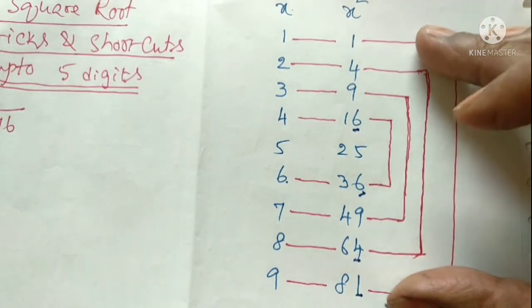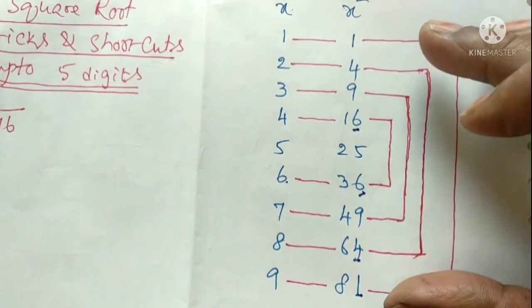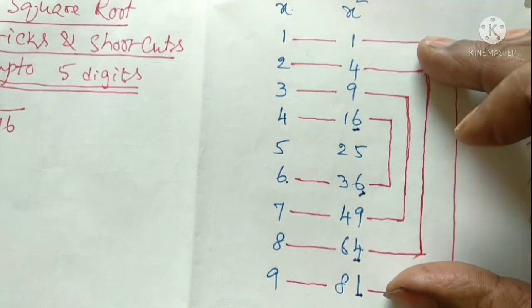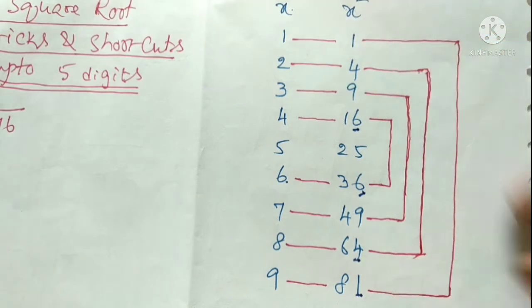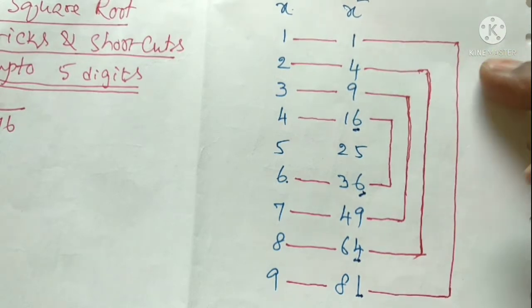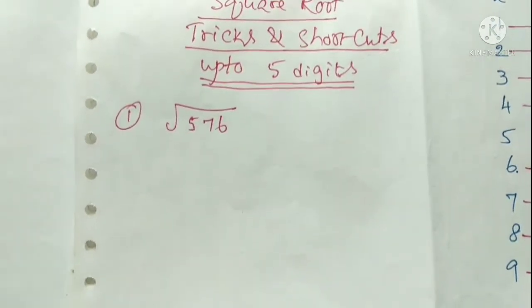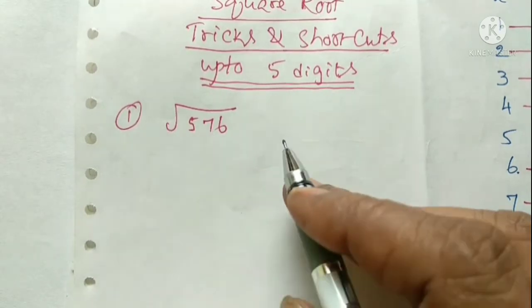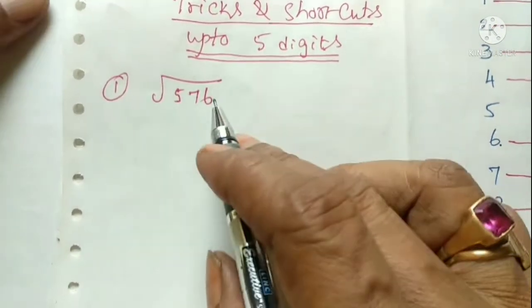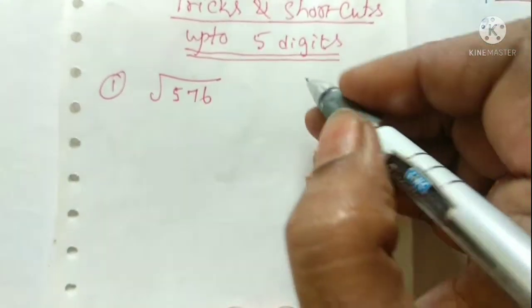So while calculating square roots, we have to observe the digit in the units place. We should be very careful. Okay? Let us understand this concept by examples. Let us calculate the square root of 576.